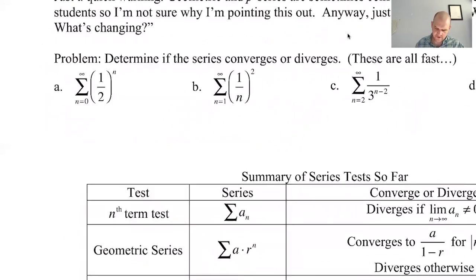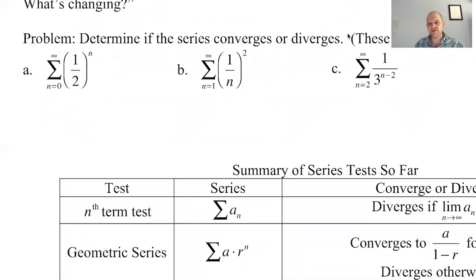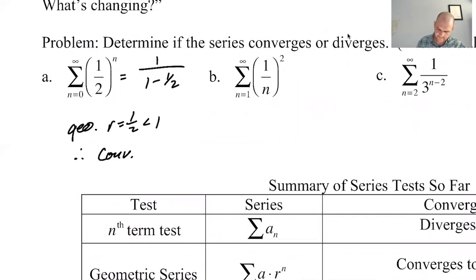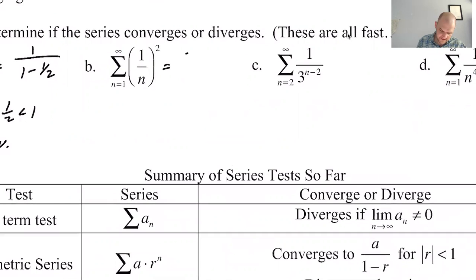So let's see. Determine if these converge or diverge. These are all fast. Okay, so that's good. This is definitely geometric where r is 1/2, which is less than 1. Definitely converges. Not only does it converge, it converges to the first term over 1 minus the ratio. All right, this, rearrange it, make it look the way you want. So here, p is 2, greater than 1.